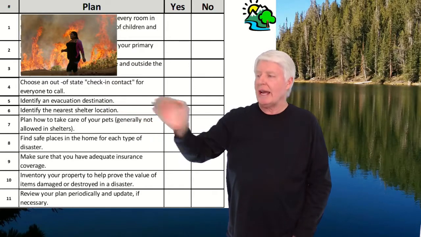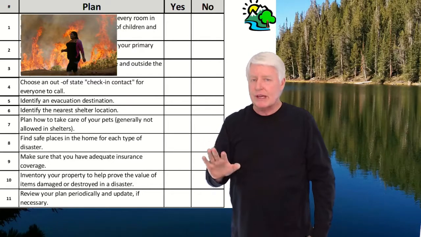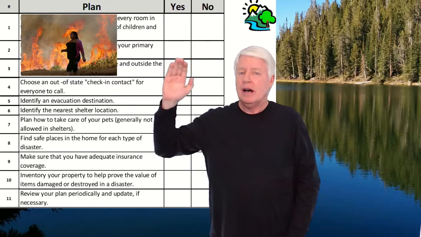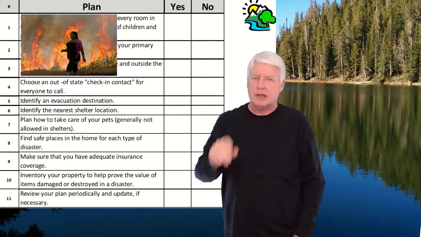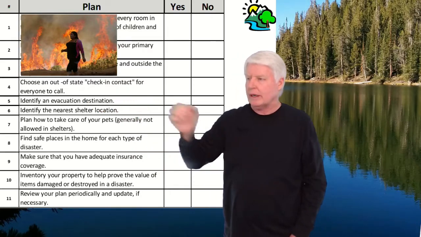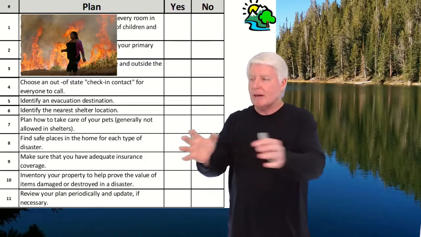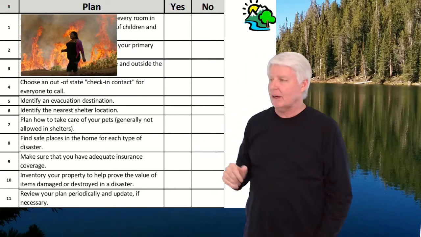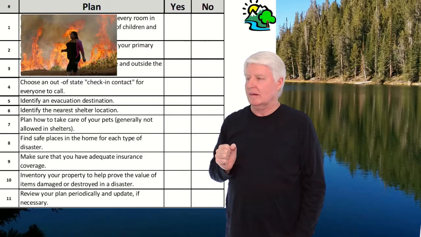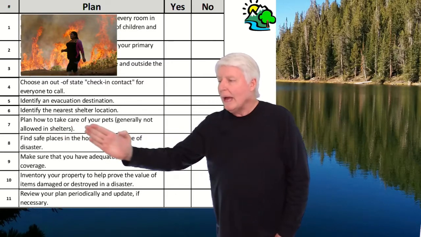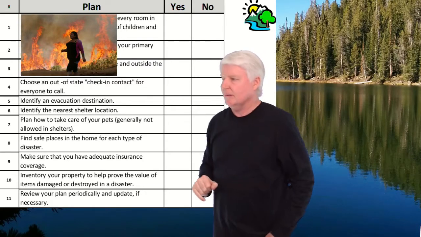Choose an out-of-state check-in contact for everyone to call. Everyone calls the same person out of state. Sometimes out-of-state calls are more likely to make it through than local calls due to all the infrastructure damage. So remember that. This is very important. Then everyone can call in. Maybe they could even tap everyone in and we can all talk together. You never know. That would be nice, wouldn't it? Identify an evacuation destination. Okay, and we mentioned that. Plan how to take care of your pets. Generally not allowed in shelters, just so you know.